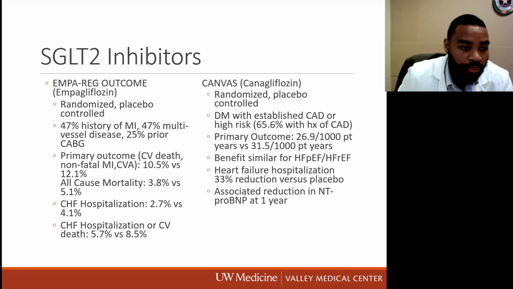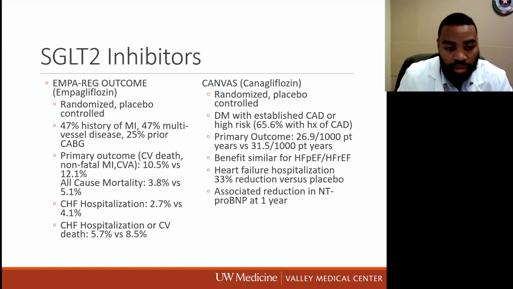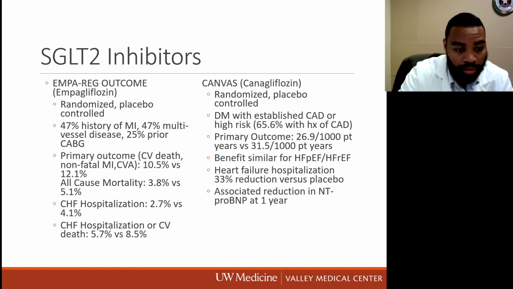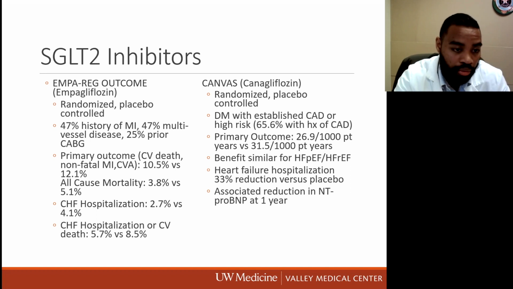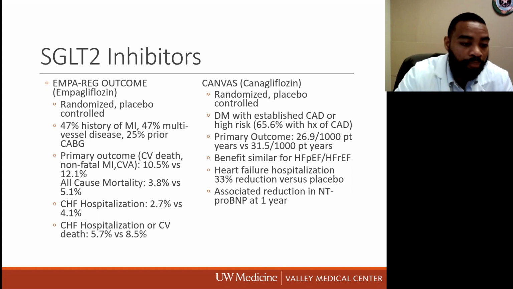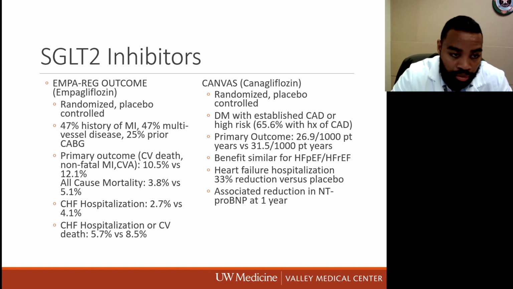Here we can see that with canagliflozin, one thing that's very important is the NT-proBNP, which as an outpatient BNP has been increasingly associated with prediction of overall prognosis. So with this medication being an SGLT2 inhibitor, these patients demonstrated a reduction in their NT-proBNP levels at 1 year, which can be indirectly inferred to associate with an improved mortality and overall prognosis for their heart failure.